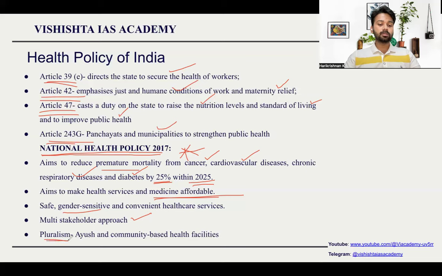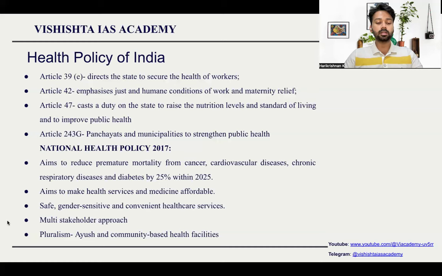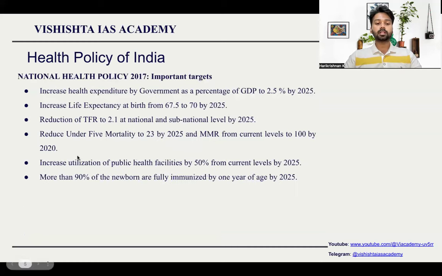It talks about pluralism. Pluralism means other things also. We will not just restrict ourselves to allopathy. We will be talking about homeopathy also. We'll be talking about other Ayush related medications also. So all these things are the basic objectives of the National Health Policy.